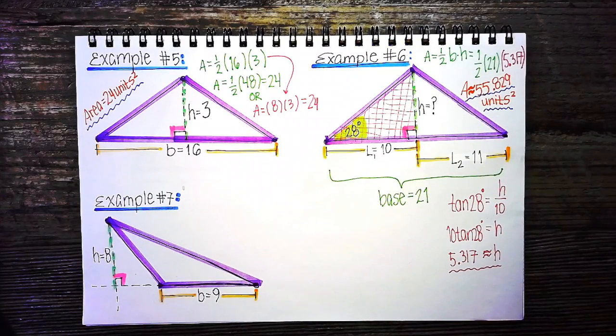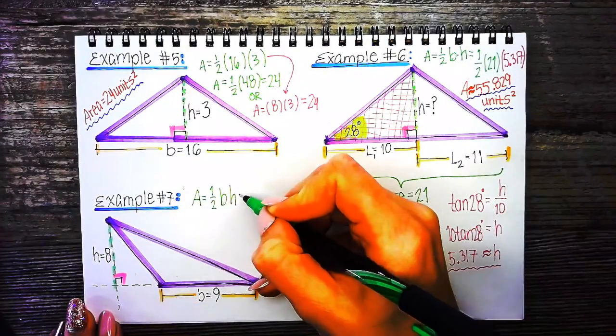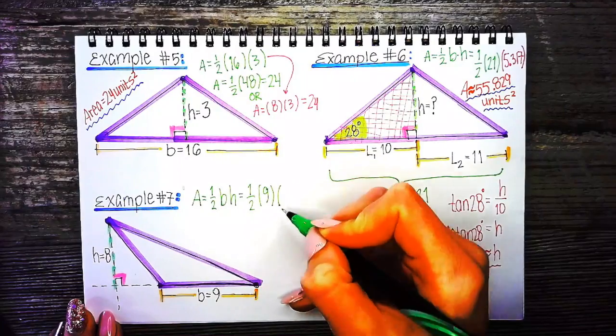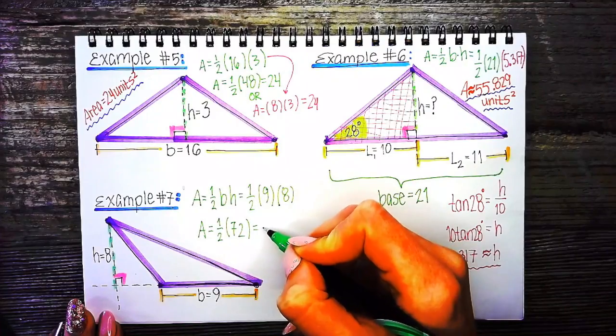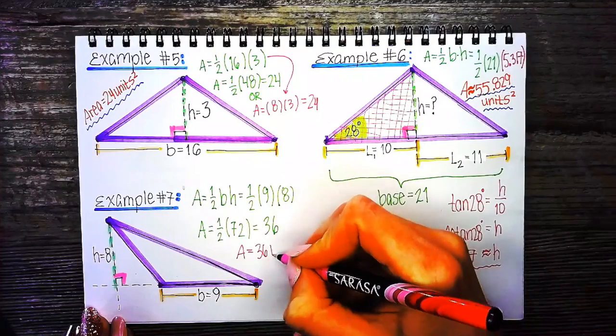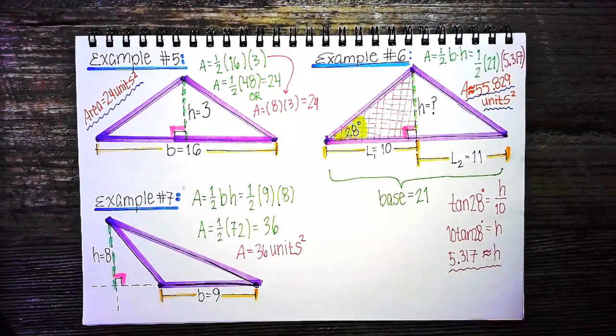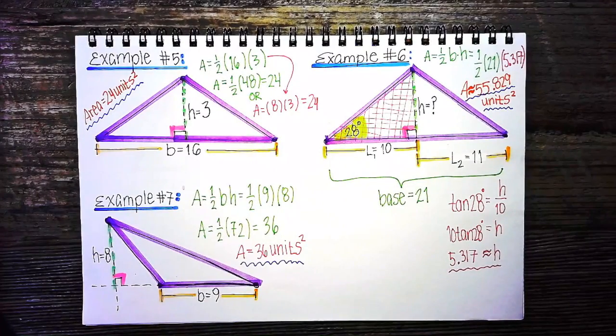Example 7 is another triangle that doesn't have a right angle in it, and once again, it appears to be an obtuse triangle. This one has the altitude dropped from the vertex on the top left down to the line that extends out from the base of 9. Our height and our base are still perpendicular, even though they don't actually touch each other. The base is 9 and the height is 8, so this example is actually not bad at all. Area equals 1/2 base times height. 9 times 8 is 72. Half of 72 is 36, so the area is 36 square units.